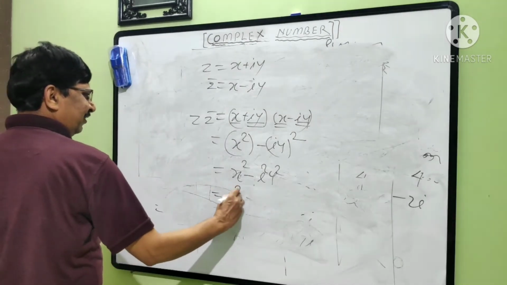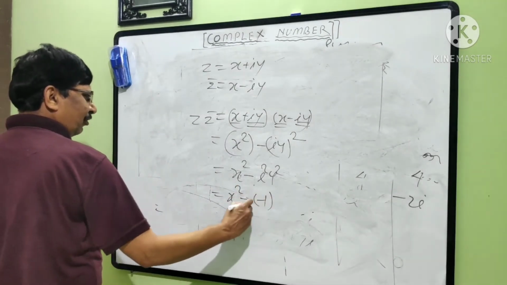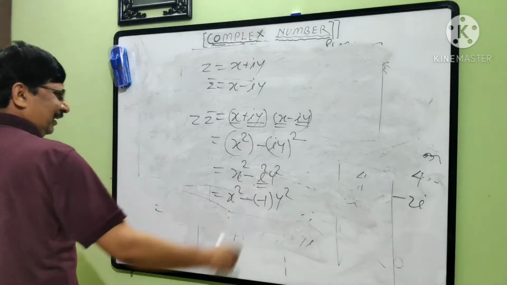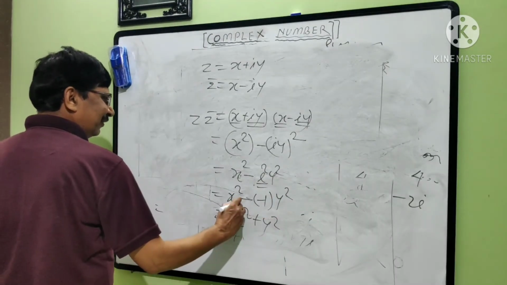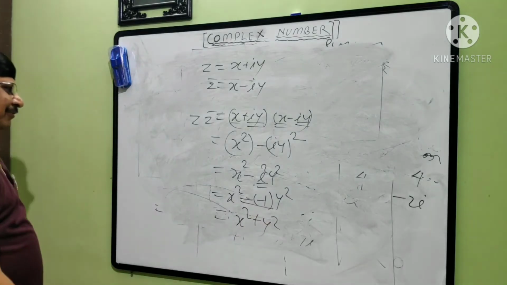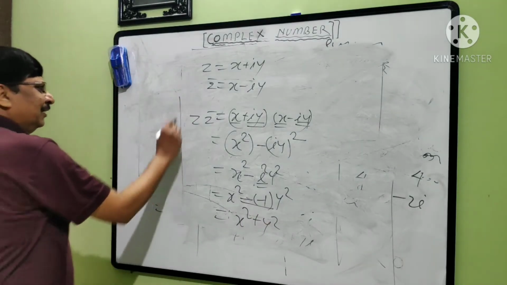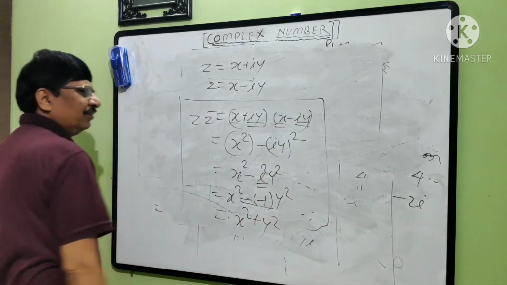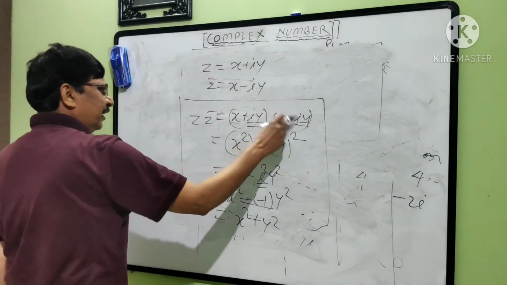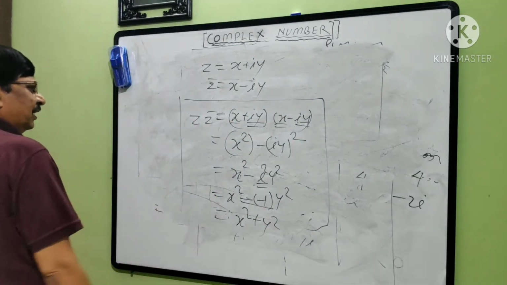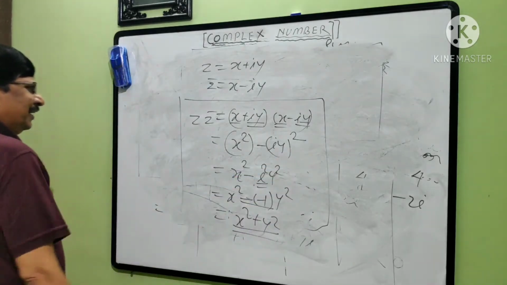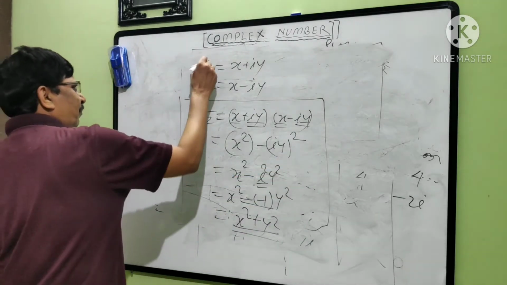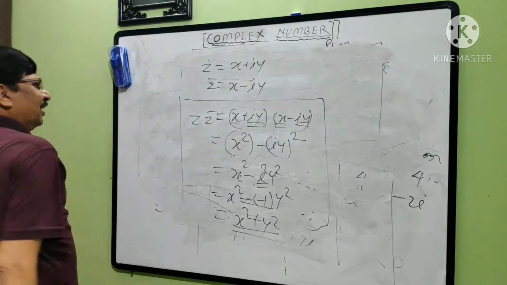But what about minus i square? i square is minus 1, and therefore minus i square is plus 1. Therefore it is x square plus y square. Keep in mind, z into z bar is x square plus y square. Though these are complex numbers containing terms of i, the result is a purely real number. The multiplication of a complex number and its conjugate will be a purely real number.